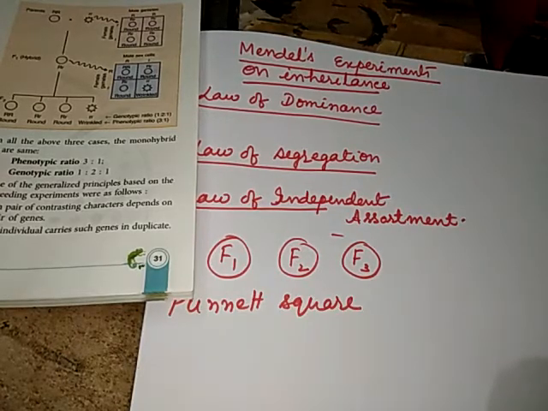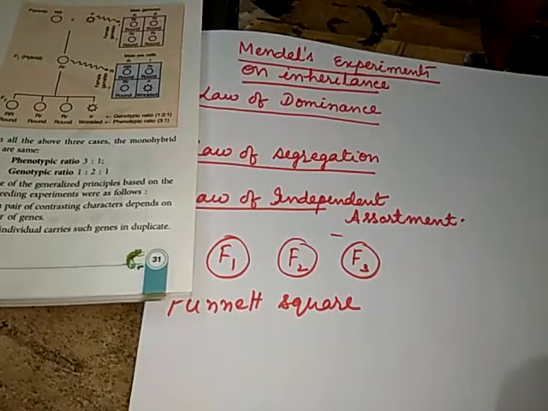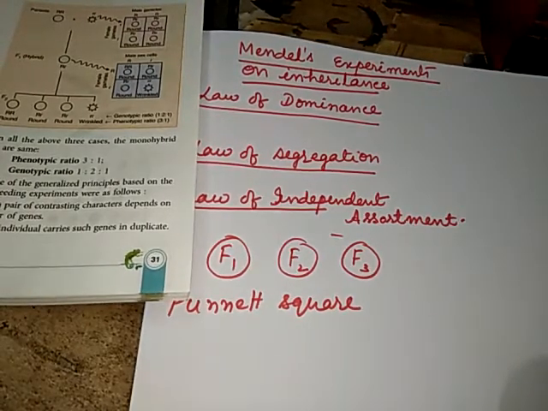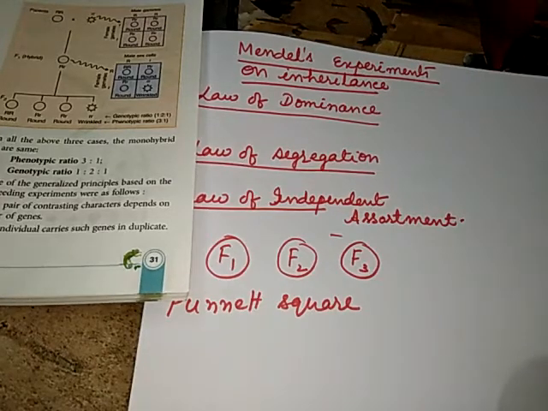So for any of these characters, if we go for a checkerboard or Punnett square, then we definitely have to use symbols, and only then can we get better answers. Mendel crossed pure breeding varieties by taking only one character at a time, and that is called a monohybrid cross.